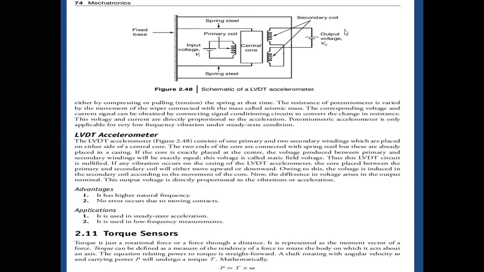These are the advantages: first, it has a higher natural frequency. Then, the error that occurs due to a moving coil does not occur, because there is no moving coil apart from the central core. It is used in steady state acceleration, and it is used in low frequency measurements.